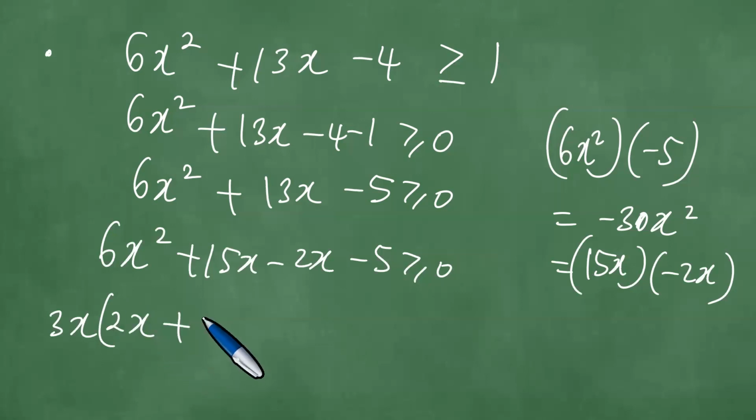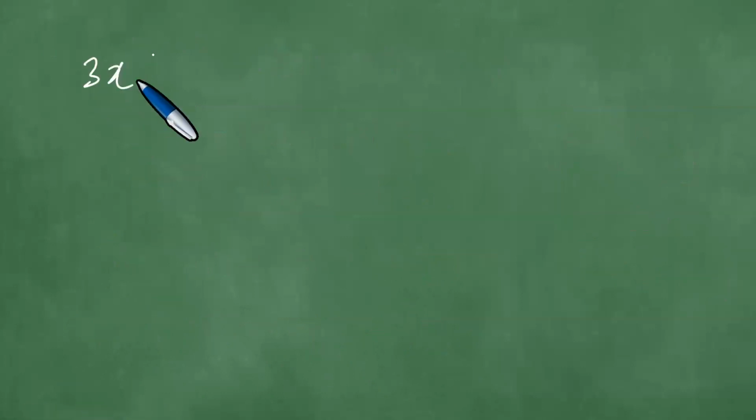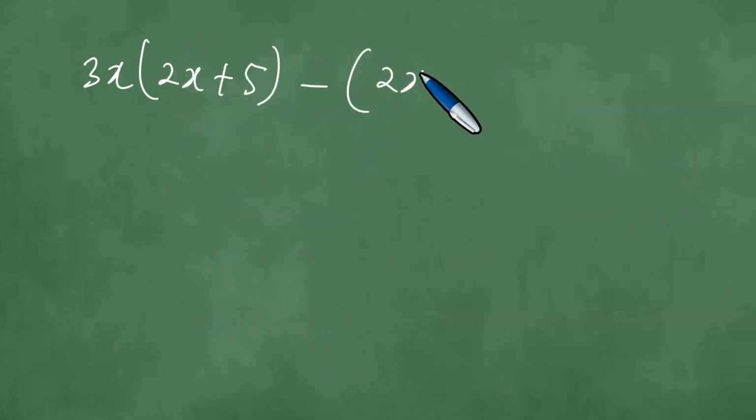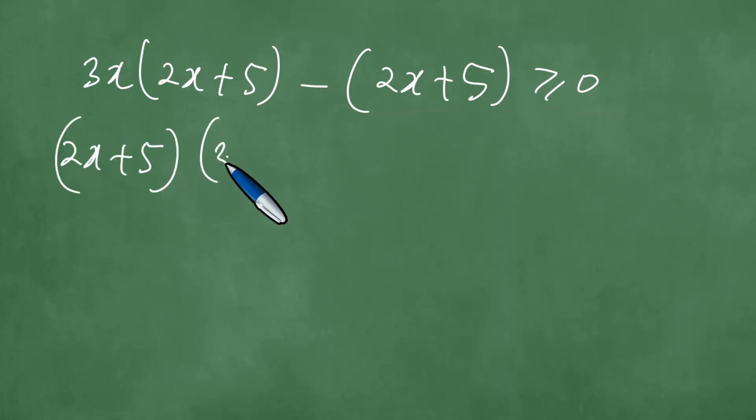Which is 2x and 5. Yeah, you factor out the negative, getting 2x plus 5. So you have 3x, which is 2x plus 5. 2x plus 5. Okay, let's see. Yes. Okay, the 2x plus 5 is the highest common factor. So we have 2x plus 5 and 3x minus 1 is greater or equal to 0.